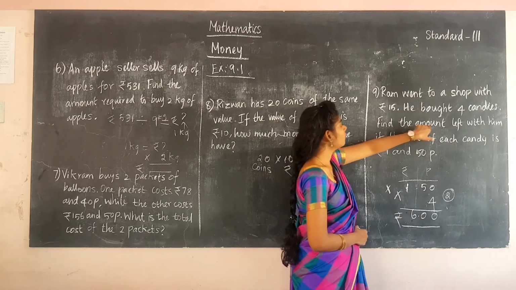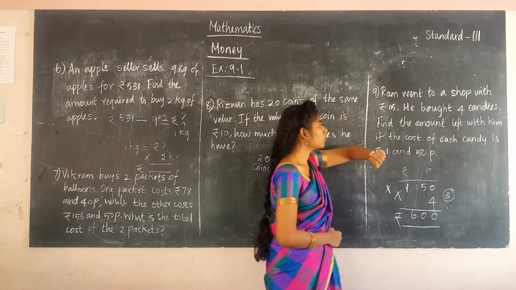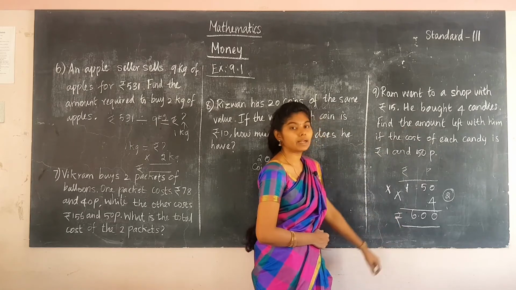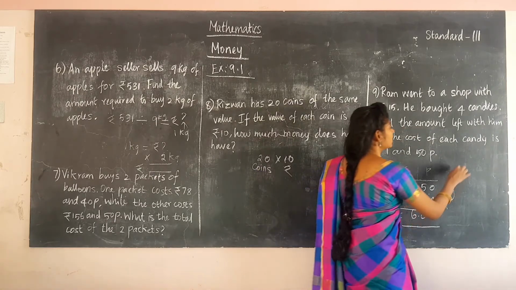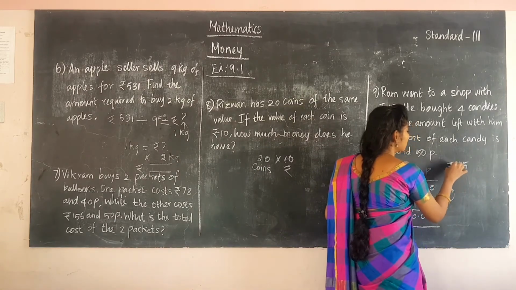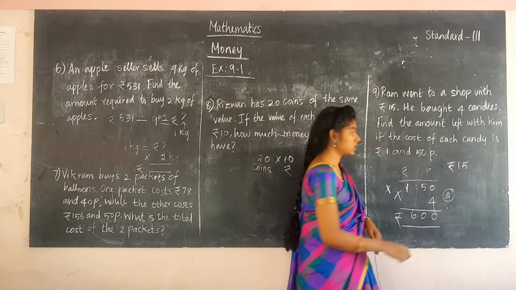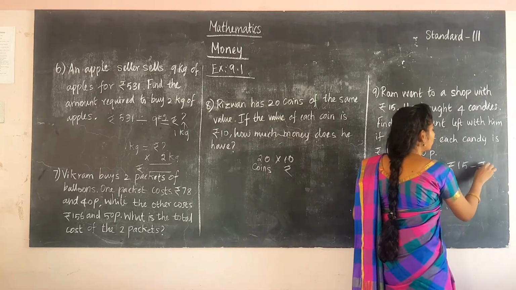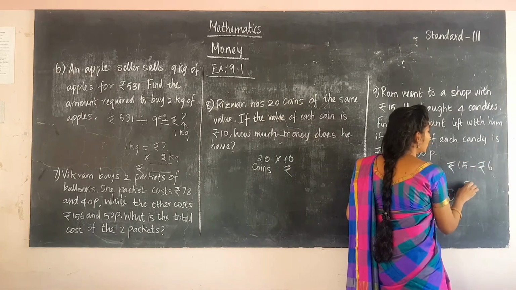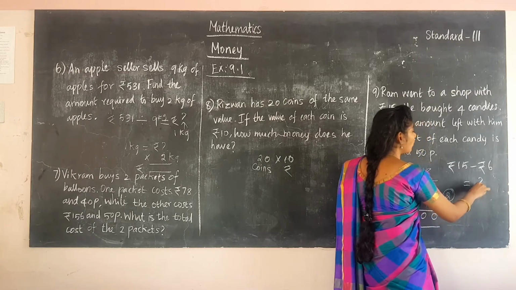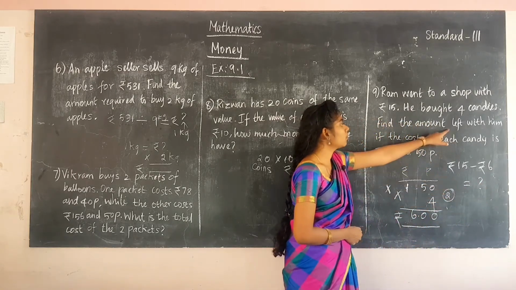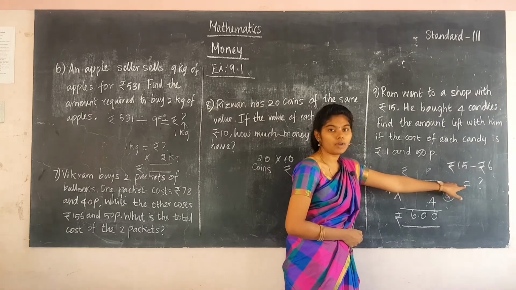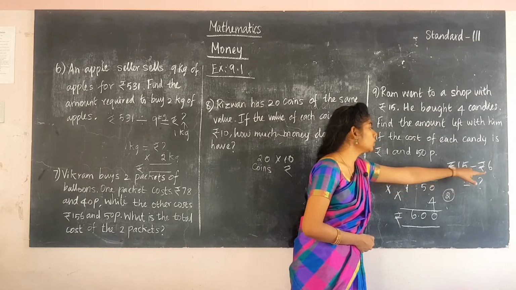Now we have to find the amount left with him. To find that, we have to subtract. He has 15 rupees, and he pays rupees 6 for the 4 candies. So we can find how many rupees he has remaining by subtracting these two numbers.